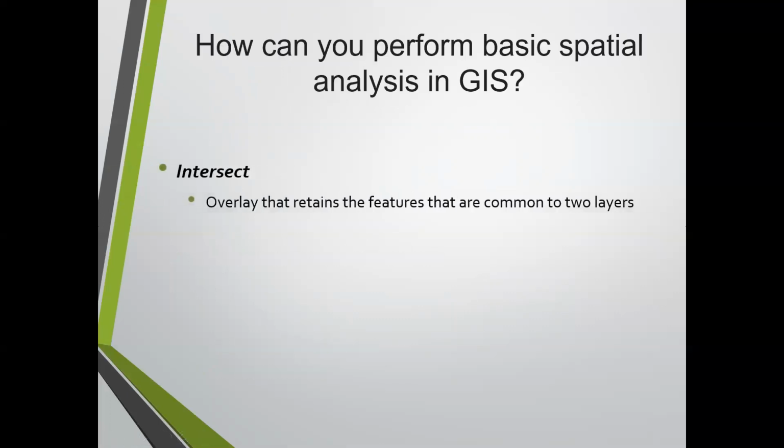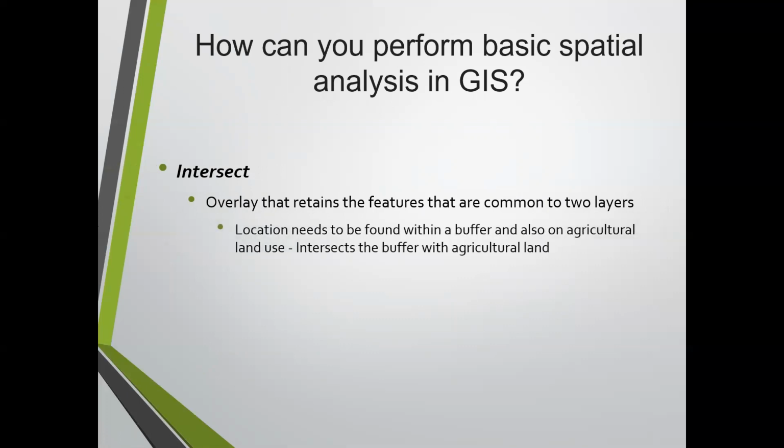So the intersect overlay retains the features that are common to two layers. An example of that might be where you need to find locations that are within a buffer and also on an agricultural land use. So you intersect the buffer layer with the agricultural land use layer, and what you get is where those two are common, where they intersect.